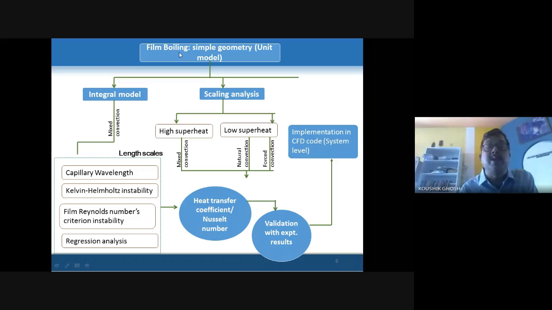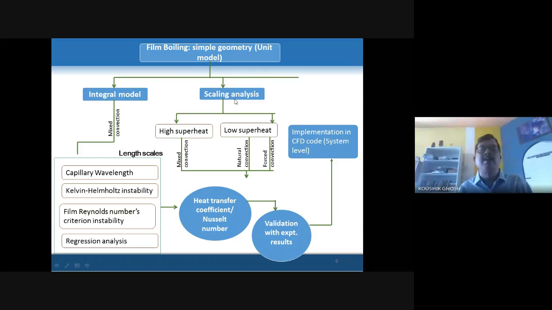Okay, fundamental principle. What is the physics involved, and what are the processes involved in a simple geometry. So we have considered a simple geometry, a plate geometry, a spherical geometry, and we developed two rigorous models. One is an integral model, a more involved model, and another is scaling analysis.